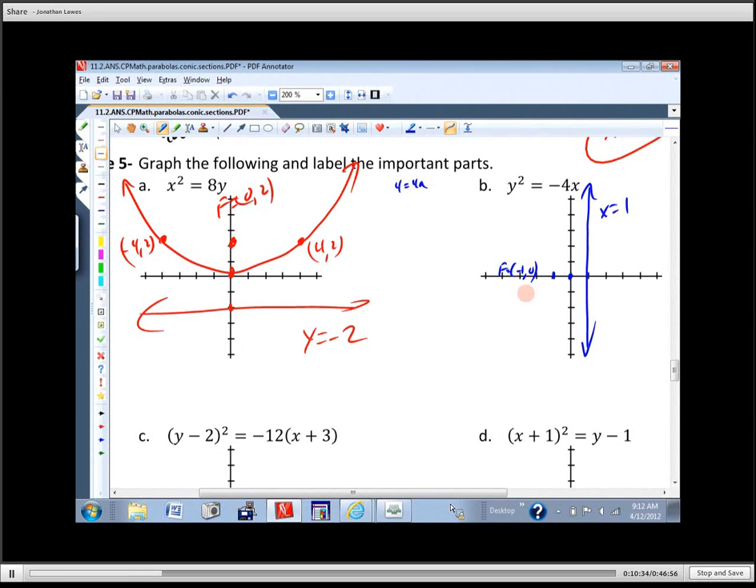And JC, how long is the entire latus rectum on this one? 4. So how far are we going to go in either direction? 2. So we're going to go up 2 here, down 2 here. Here's our parabola that opens to the left. Okay, and then we'll just label these points right here. These all have an x coordinate of -1, so this is going to be -1 comma 2, and this is going to be -1 comma -2. And there we go. Any questions? We're good? Okay. Ready to move on?